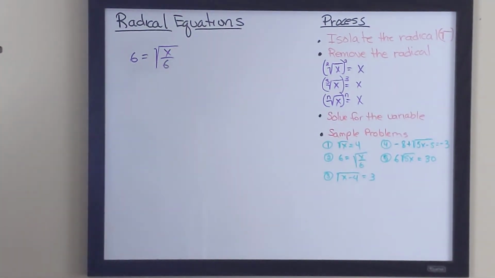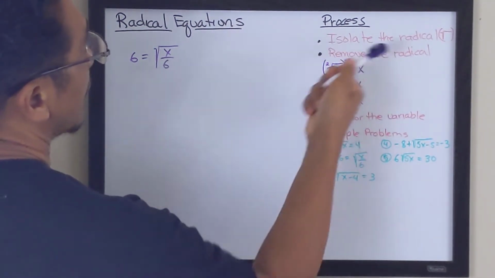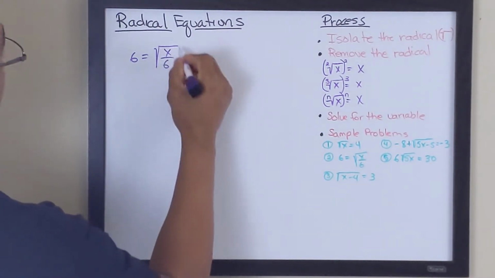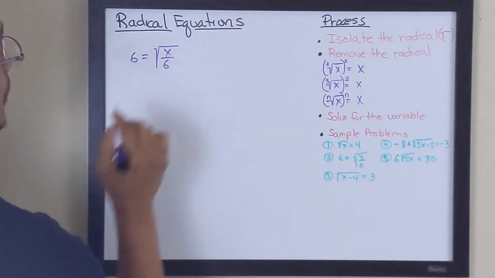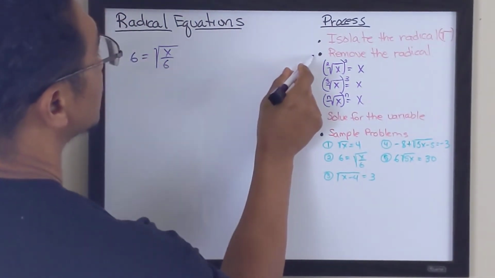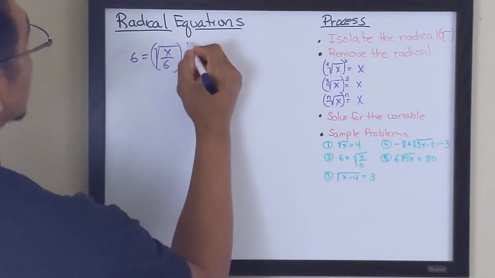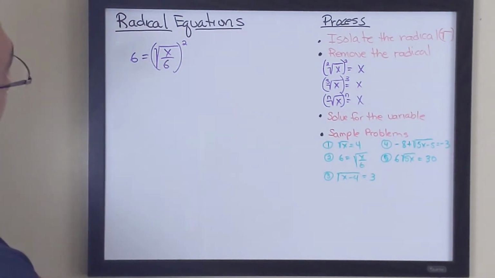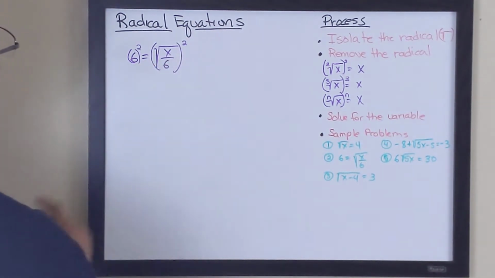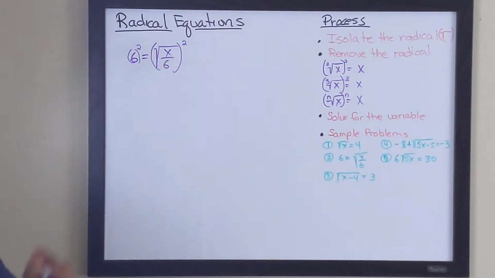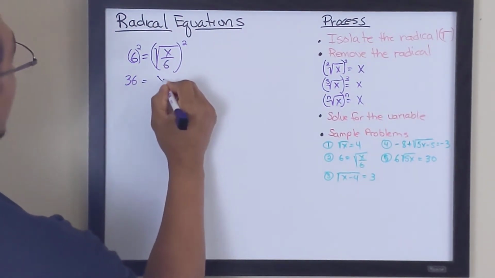Once again, to solve this problem, we look at the process that we have here, and step 1 is to isolate the radical. We're going to try to isolate this radical, but this radical is already isolated. There's nothing else being multiplied or added to this radical. So we're going to move on to step 2, where we have to remove the radical. Since this is a square root, we have to raise this entire radical to the power of 2. But whatever I do on this side of the equation, I must do on this side of the equation. So basically, I'm also raising this 6 to the power of 2. On this side, this leaves me with 36 equals x over 6.